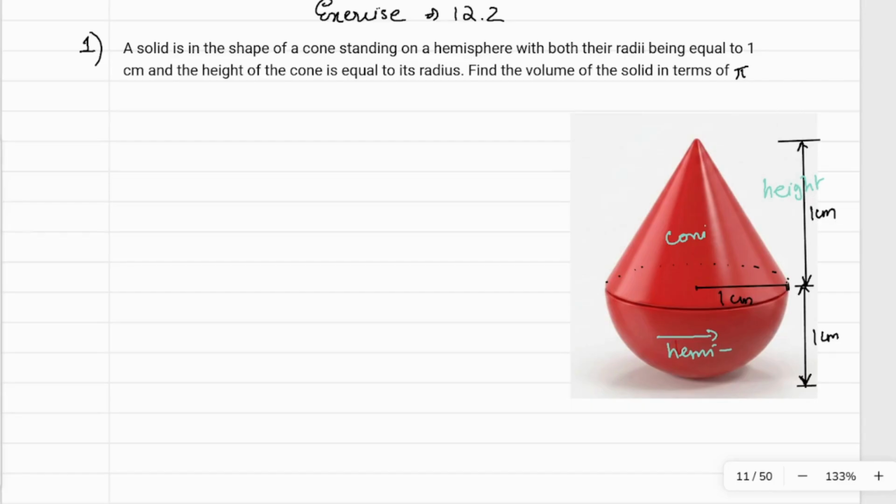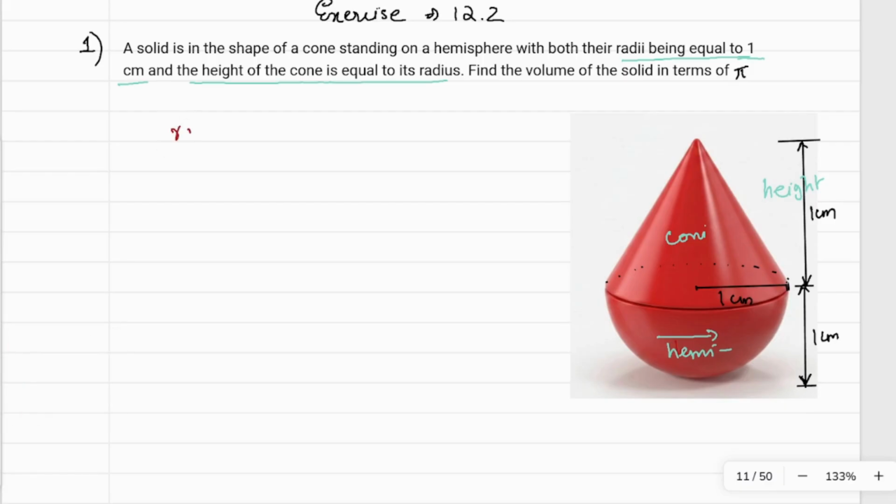In order to do that, what all things are given? From the question it is given that the hemisphere and the cone both have the same radius, which is equal to the height of the cone. Height of the cone as well as radius of the hemisphere are both equal, and the radius is given as 1 centimeter. So this hemisphere has a radius of 1 centimeter.